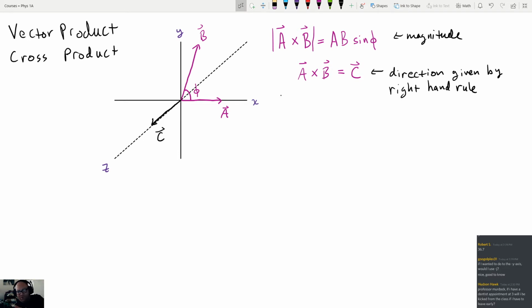So you're going to point the fingers of your right hand along A, and then you're going to wrap your fingers from A to B like that, and your thumb is going to point outwards, out of the page, in the direction of vector C. Let's do that again. You take your right hand, you point along A, you wrap your fingers from A up to B. Oh, I think I'm inverted.